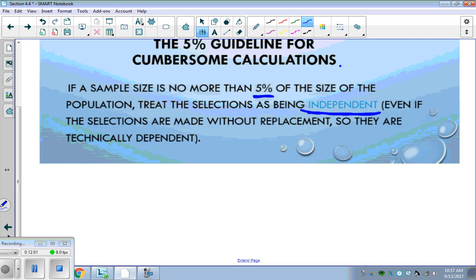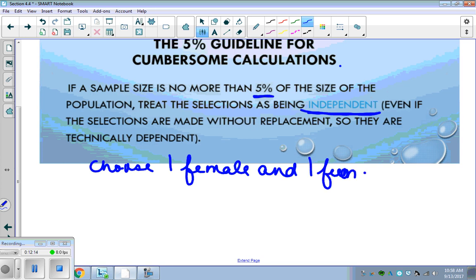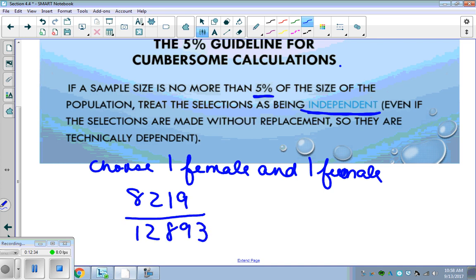Okay, so if I said, choose one female and one female from our student population, and again, I'm going to make up these numbers, they really are dependent events, because I'm not going to put the female back in to be able to choose her again. Okay, so it would be 8,219 over 12,893. That would be the first probability.